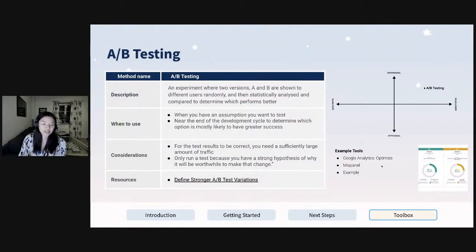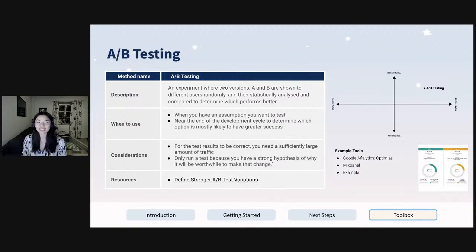So there is A/B testing. You can see on each of these screens, I'll have a little table on the left where it belongs in the research landscape between the two axes. And then here are some tools that can be used. Some of them cost, but I did try to find ones that are a bit more accessible.